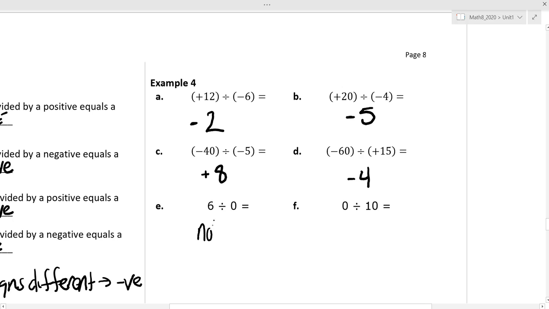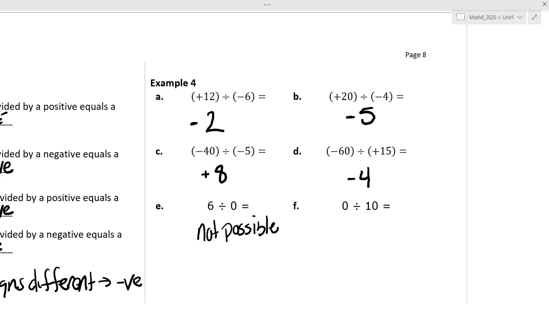But wouldn't it be infinity? Not possible. You can never divide by 0. See, if you have 6 things, how do you put them into groups of 0? You just can't do it. Could you just say 0? It's impossible.